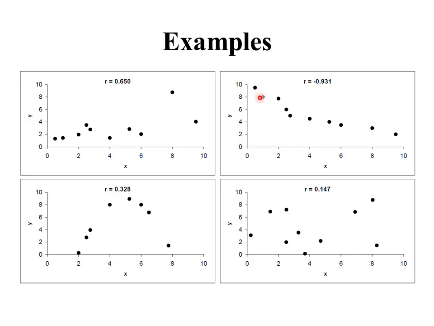Now, we obviously can't tell just by looking at the data that this is the value of r. You just have to take my word for it. But we see that's a value of r that's close to negative 1, indicating again a strong negative correlation.